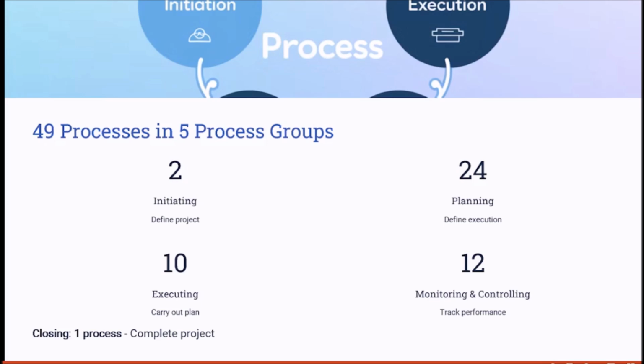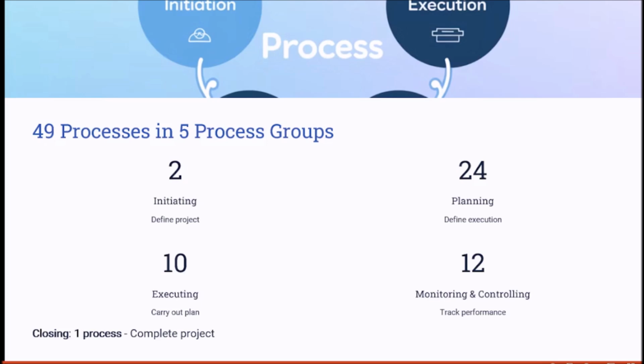Next, we have the executing process group, which holds 10 processes, and that carries out the project plan, which we have planned earlier. Examples of the processes involved in the executing phase are managing the team, conducting the procurement, managing the quality, managing the risk and implementing the risk responses, for example.